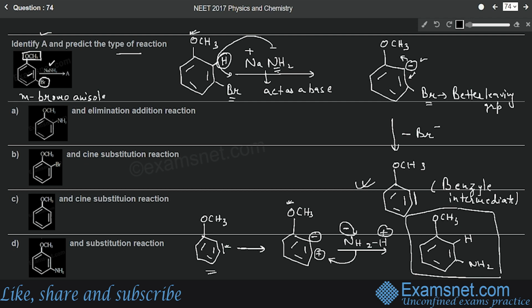What is the difference between this final product and the initial reactant? Hydrogen was already there, methoxy was already there. Just in place of bromine, now there is an amino group. That means we can say that the amino group has substituted the bromine. So let's see which option has the correct product. We can see that in option D, this is the product that we have obtained, and this is the substitution reaction because the amino group has substituted the bromine. So option D will be the correct answer.